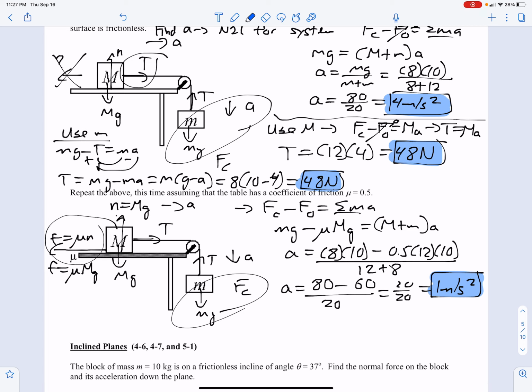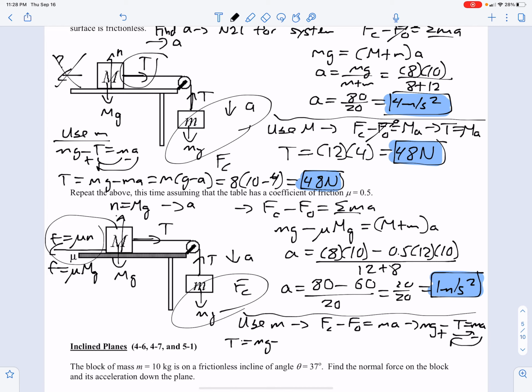But what we saw in the previous situation, well, let's go ahead and find the tension. Again, you can choose either mass. Okay, so let's say I choose little m this time. That means causing force minus opposing force equals little ma. The causing force is mg, the weight, minus tension going up equals ma. Add tension to the right, subtract little ma to the left, and tension equals mg minus ma, which would be m times g minus a. And that would be 8 times 10 minus 1. 10 minus 1 would be 9, and that times 8 would be 72 newtons.